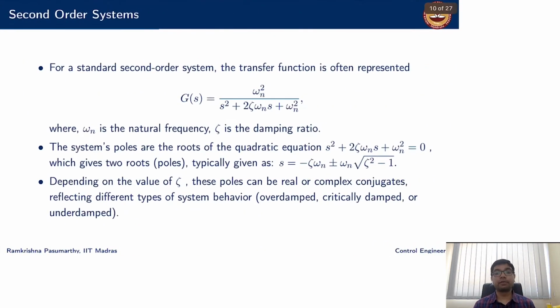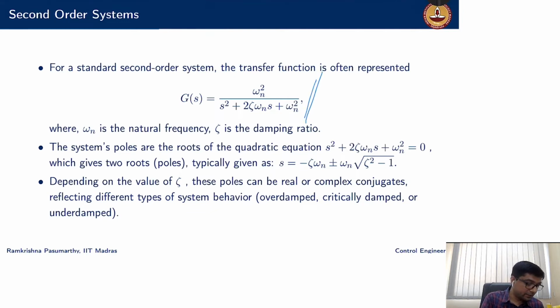For now, we will go a little bit into what constitutes this analysis. What is a standard second order system? In the first order system, we had one pole, we had the notion of time constant, and we saw how a car can go from 0 to 100 in either 3 seconds or 12 seconds, depending on the value of the time constant. For a second order system, the transfer function is often represented in this form.